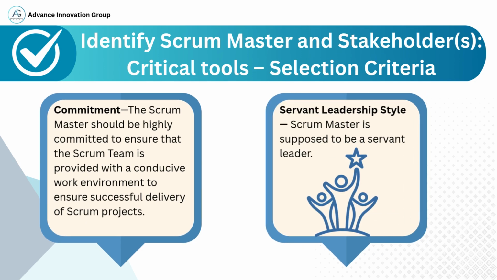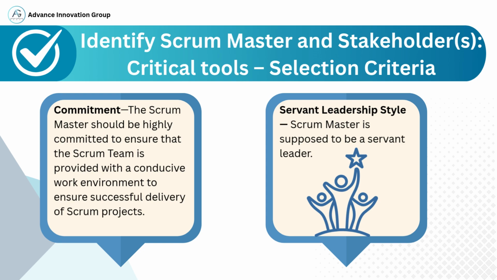Let's now discuss two more critical selection criteria for choosing the right Scrum Master: commitment and leadership style. Commitment. The Scrum Master should be deeply committed to ensuring that the Scrum team has a positive and supportive work environment. This commitment is essential to remove impediments, encourage continuous improvement, and help the team stay aligned with Scrum values. Their role is not just facilitative, but also motivational.